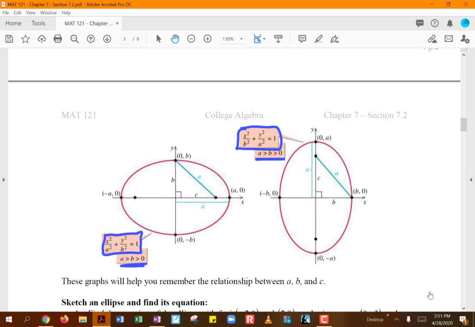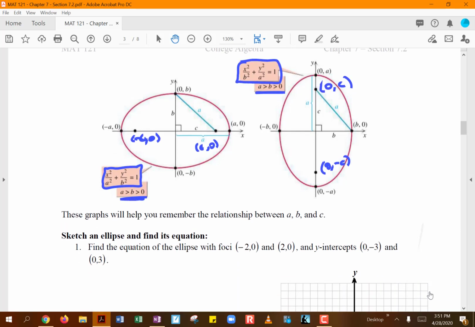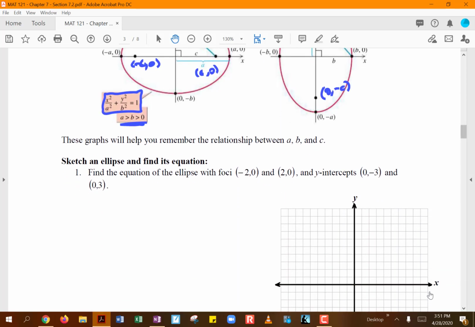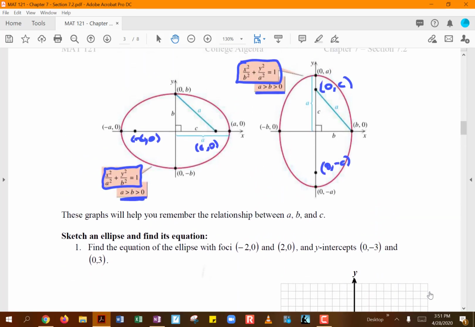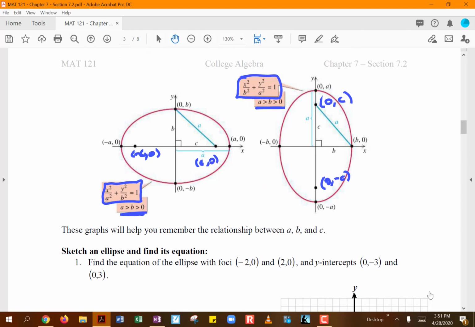Okay, so when you have a horizontal major axis, you will see your foci are going to be on the x-axis, so that's going to be the ordered pair (negative c, 0) and (positive c, 0). When our foci are on the vertical major axis, your ordered pair will be (0, negative c) and (0, positive c). Okay? Alrighty, and they're saying the graphs can also help you remember the relationship between a, b, and c, so you can kind of take a look at this image.